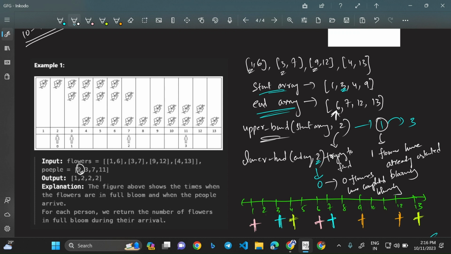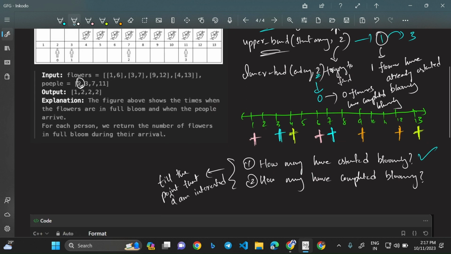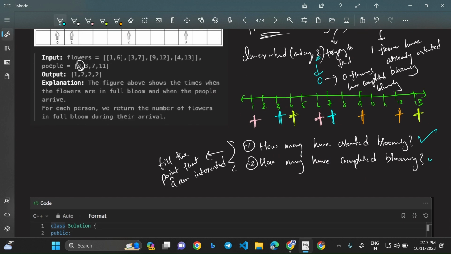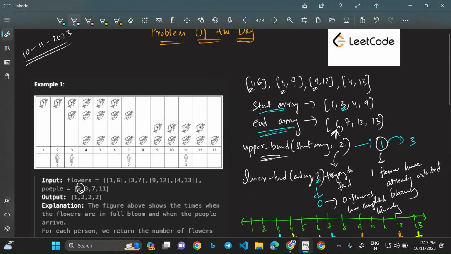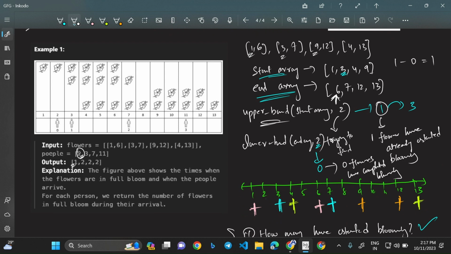So in both of the cases we can say that 0 flowers have completed blooming. So if we just subtract these two, I've got the answer to this particular question. How many flowers are there that are still in the blooming stage? 1 minus 0, which is equal to 1. So that is the output: 1 flower is still in the blooming stage. So now we have got the answer for the very first one, for 2.